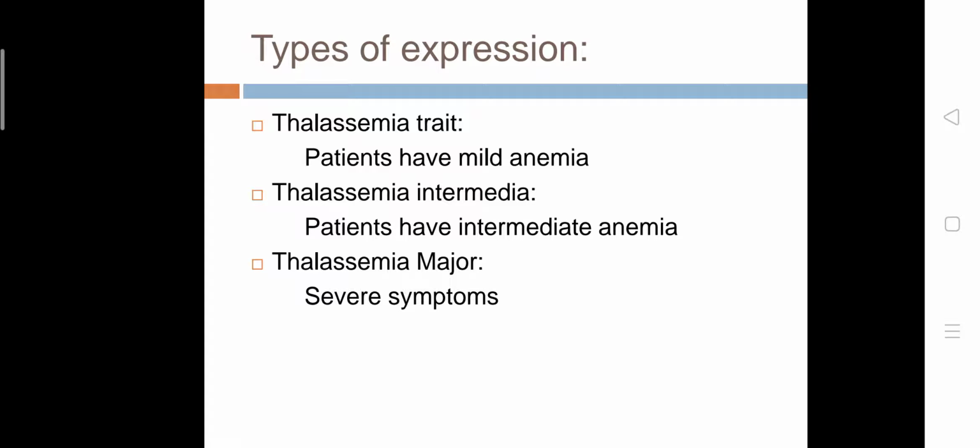Next is the type of expression in thalassemia. There we have three categories: thalassemia trait, thalassemia intermedia, and thalassemia major. In the first, the patient has mild anemia. In the second, the patient has intermediate anemia. In thalassemia major, the patient will have severe symptoms like anemia, hepatosplenomegaly and weakness, and there is a disturbance in the head with maxillary prominence.